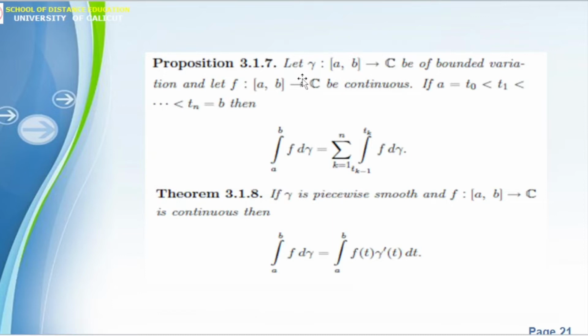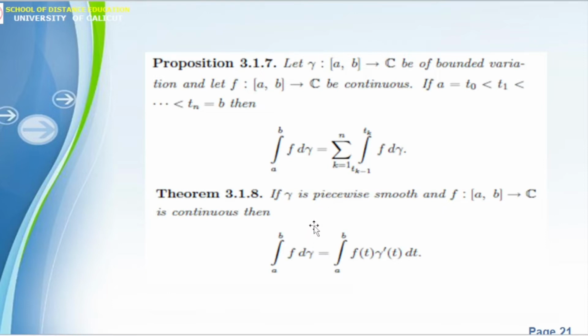Let gamma be a function from [a, b] to C of bounded variation, and let f be a continuous function from [a, b] to C. If there is a partition of the interval [a, b], then the integral from a to b of f d gamma is equal to the sum from k equals 1 to n of the integral from tk minus 1 to tk of f d gamma. That is, the integral is the summation of the integrals of f d gamma.